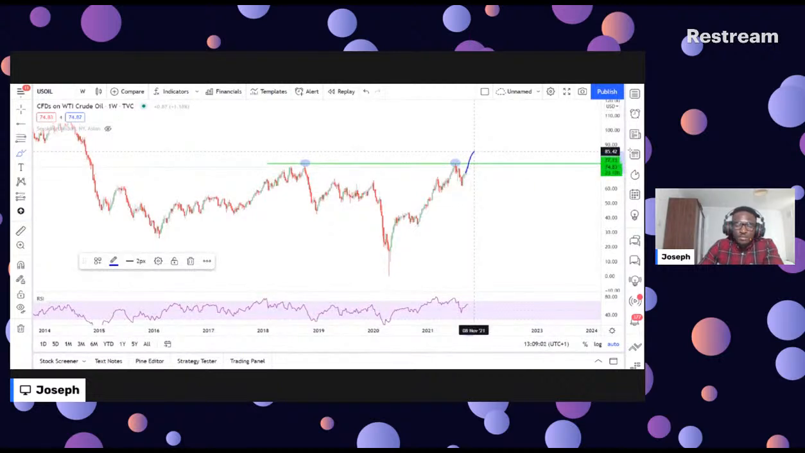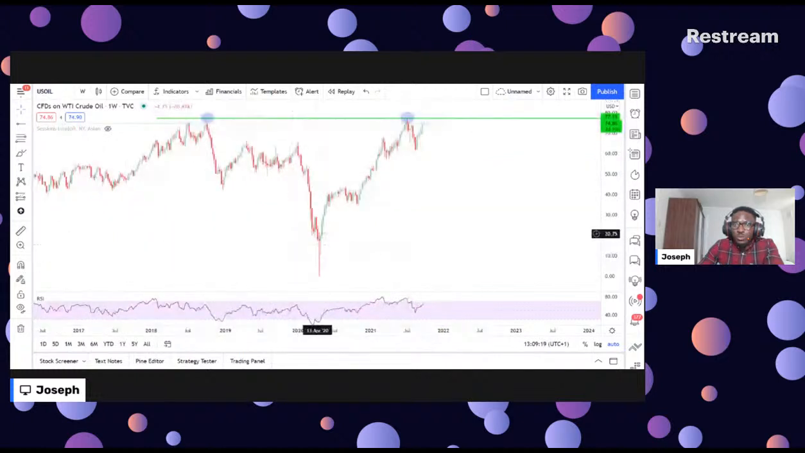like I said, I've mentioned this a few times already. Breaking a structure doesn't mean a signal to trade. It doesn't mean the market is going to go up. You can still expect the market to come back down before it takes off. So the only thing you can do when it comes to this crude oil is just wait and see what the reaction is going to be at this level.